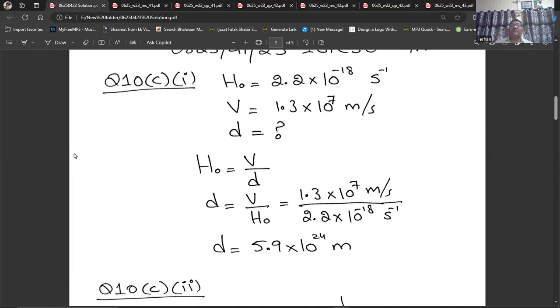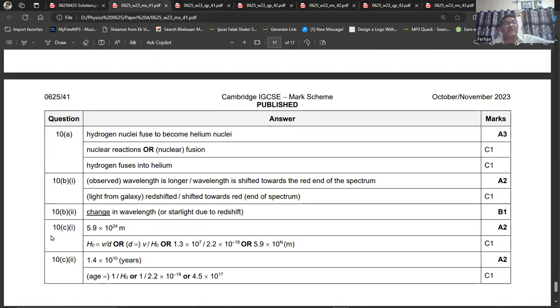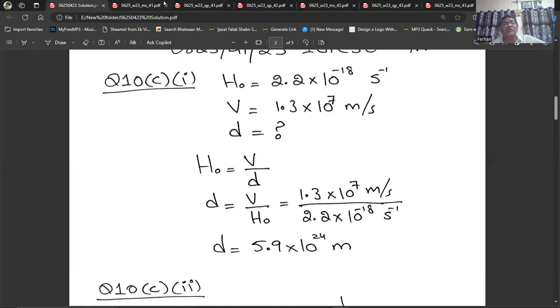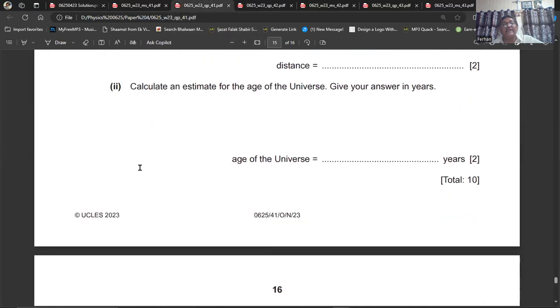1.3 × 10^7 meter per second, and H naught is 2.2 × 10^-18 per second. And so when you divide them on your calculator, you get 5.9 × 10^24 meter. So this is the distance of that galaxy from the Earth. Our answer is right. Hopefully you understand. This is the solution. Don't forget this formula. Very, very important formula.